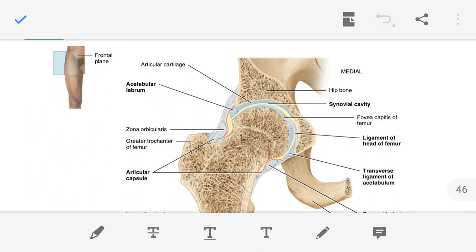So with this, we have completed this presentation lecture on the types of the synovial joint. I hope you have enjoyed this presentation lecture, and I also hope that it will be helpful in your exam preparation and also in your studies.